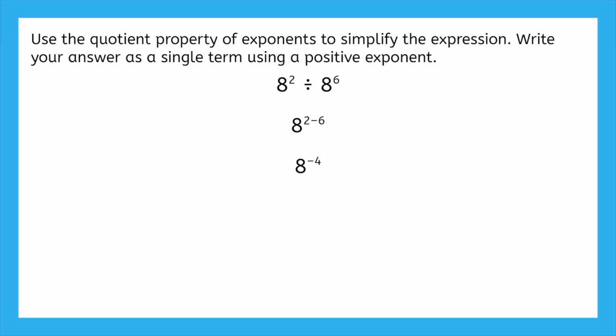We need to write this with a positive exponent. How do we do that? We'll take the reciprocal and make the exponent positive, giving us 1 over 8 to the 4th.